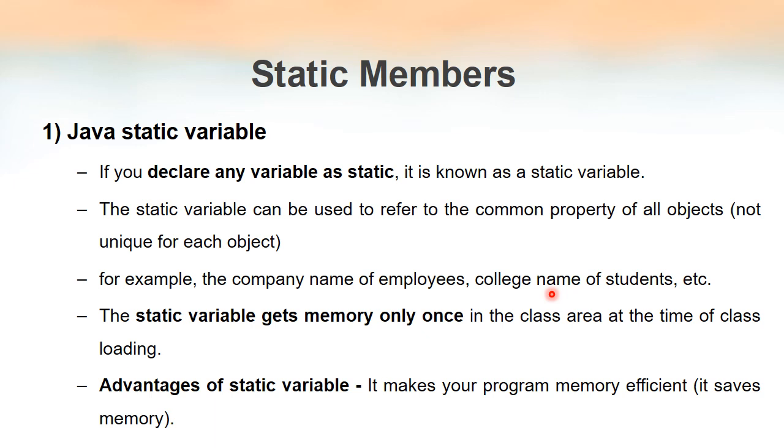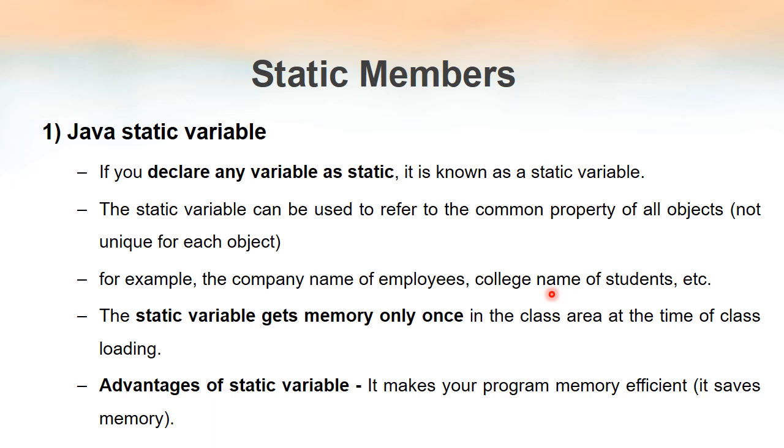Similarly, the college name of students. If we are creating a program that deals with details of students, there will be several students belonging to the same college. So we can declare the college name variable as static. That means that variable will be shared by all the students. So there is no need to create a separate copy for each and every student object that we create. I hope it is understood.